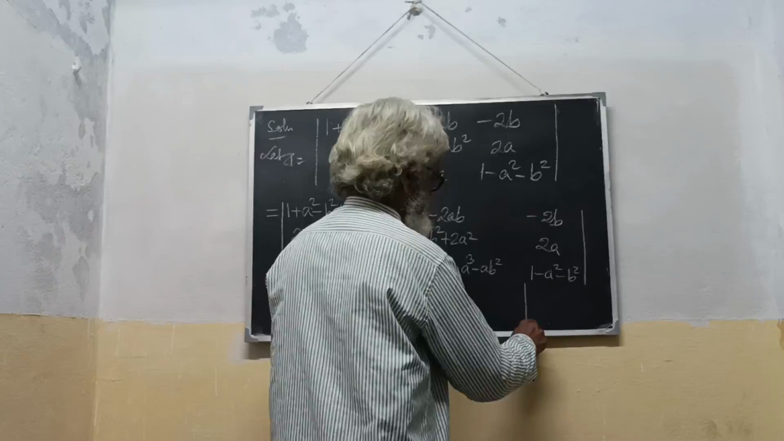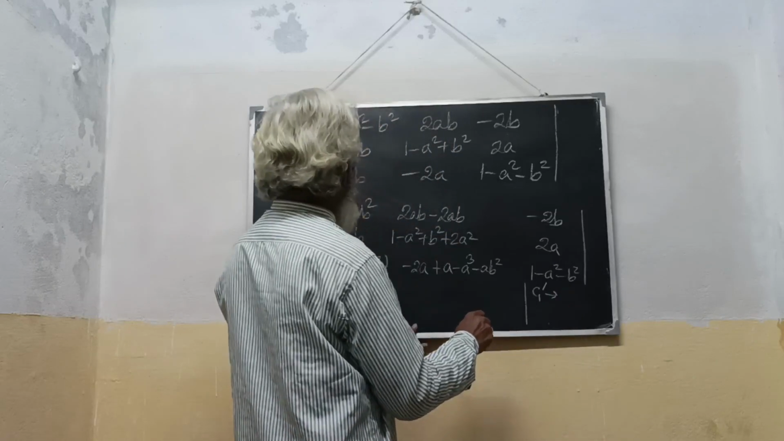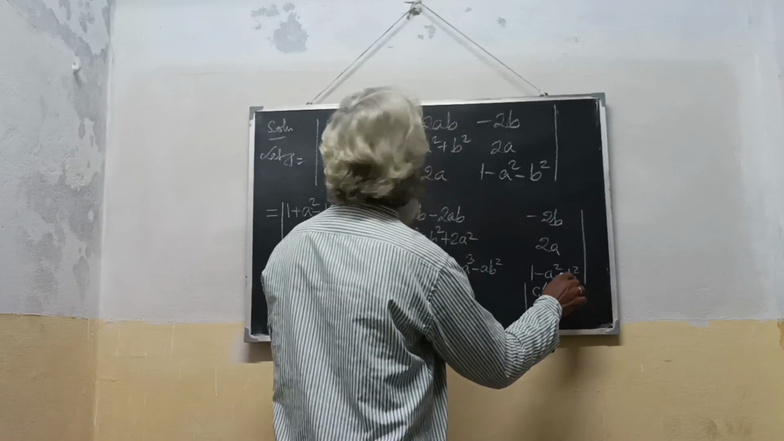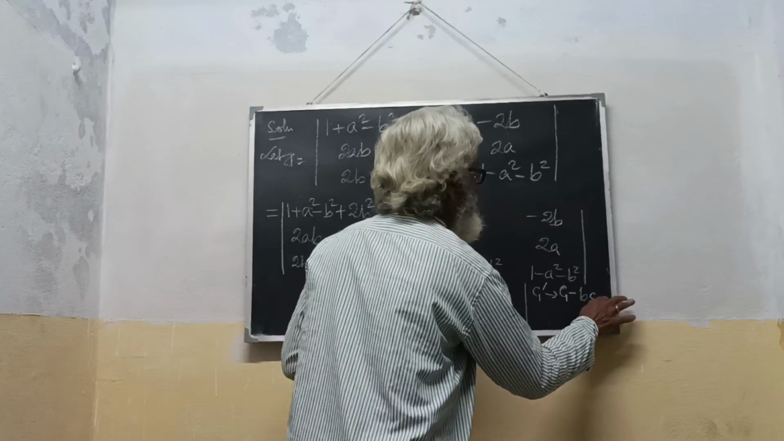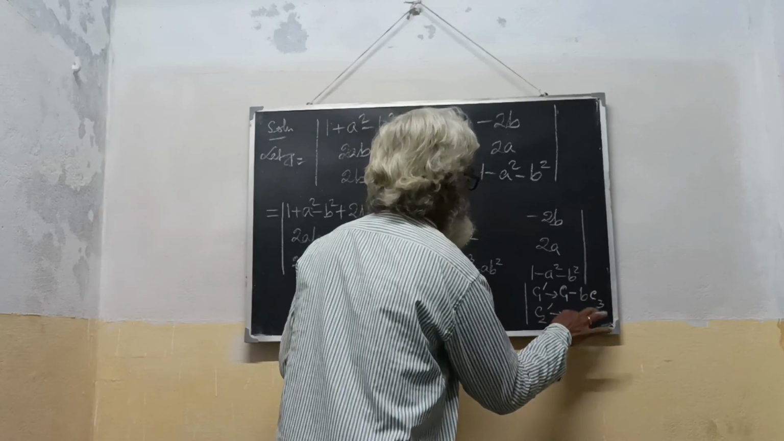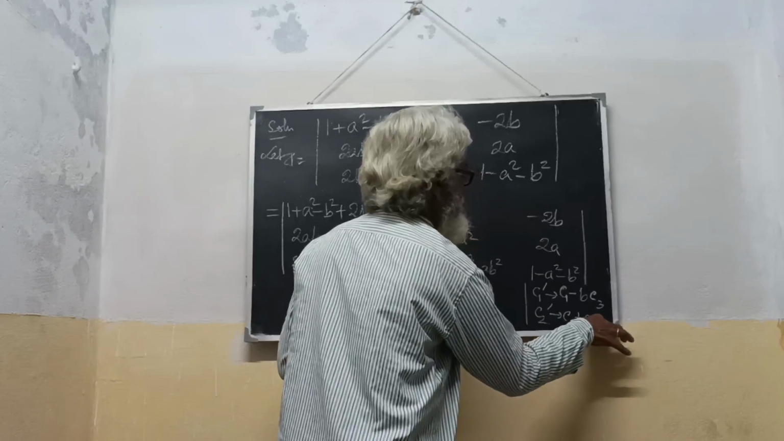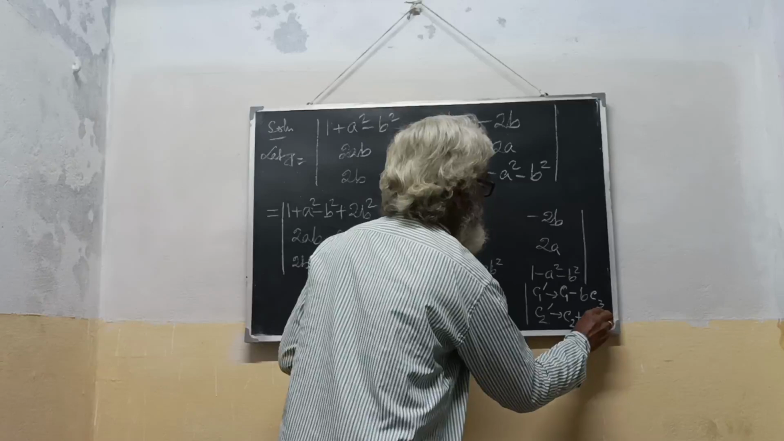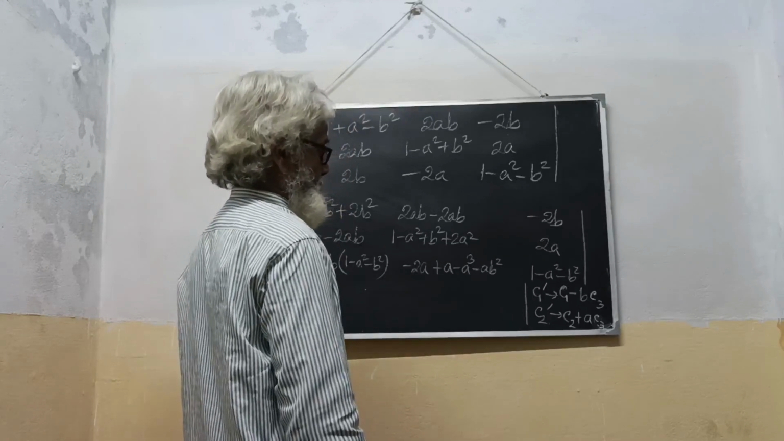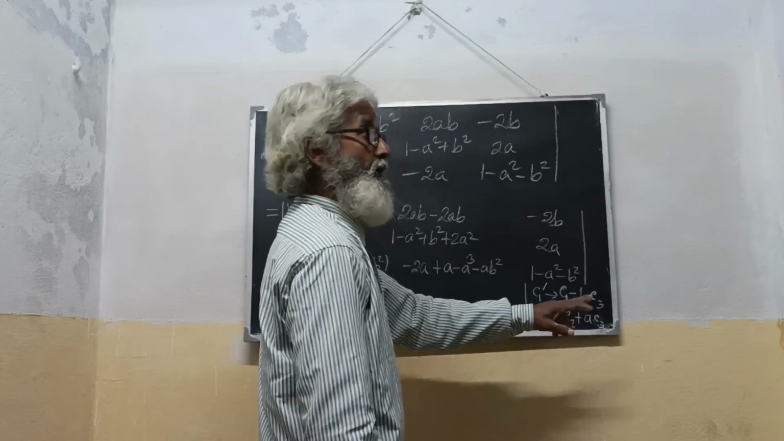Now you write the operation on its right side. C1 dash goes to C1 minus BC3. C2 dash goes to C2 plus A C3.